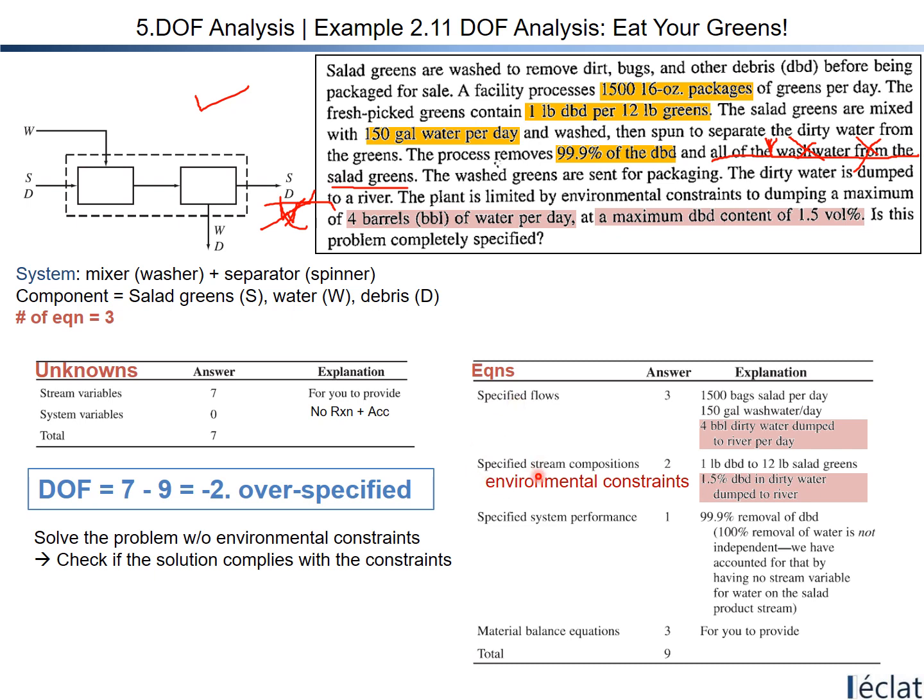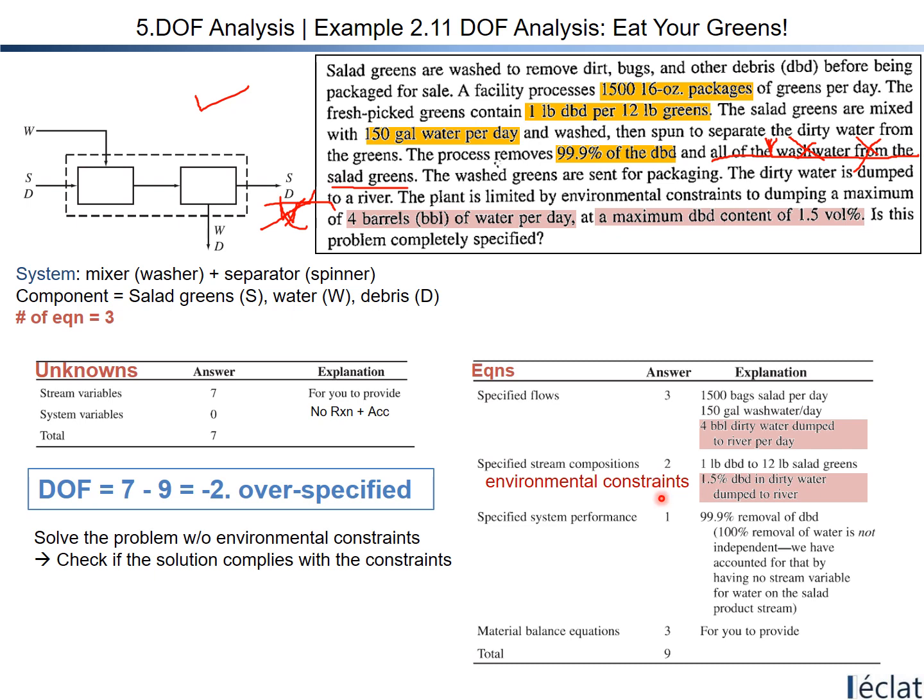And then let's go to the stream. What kind of stream composition specifications do we have? The first one comes from here, the 1 pound debris to 12 pounds salad greens. That is the composition. Also, the other thing is the environmental constraint. That was the 1.5% debris in the dirty water that can be allowed to be dumped to the river. This specification is for the second output. So we have 2 stream composition specifications.